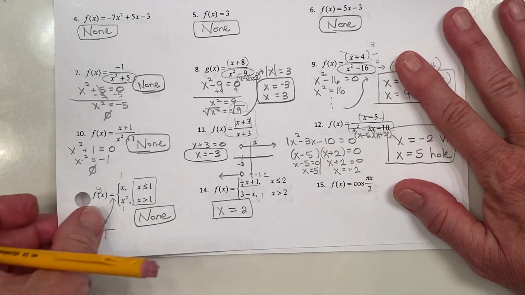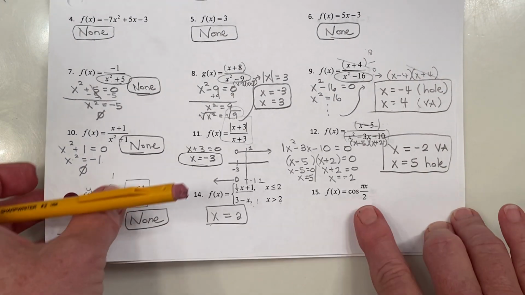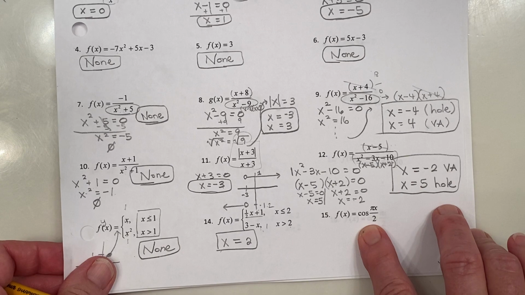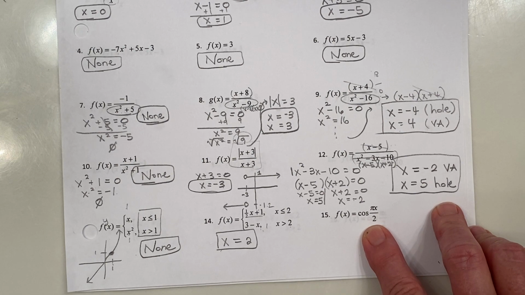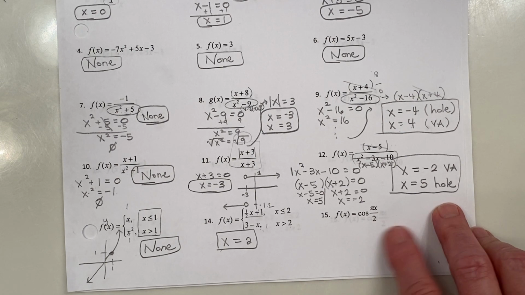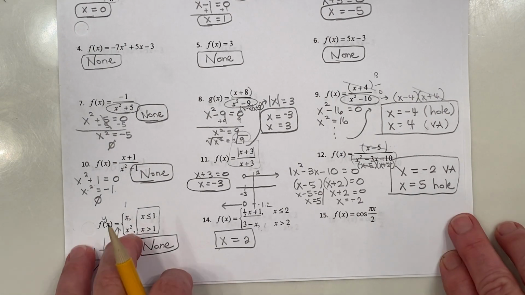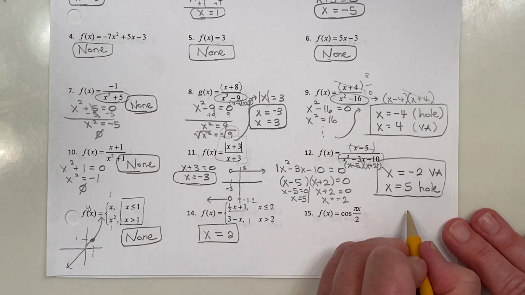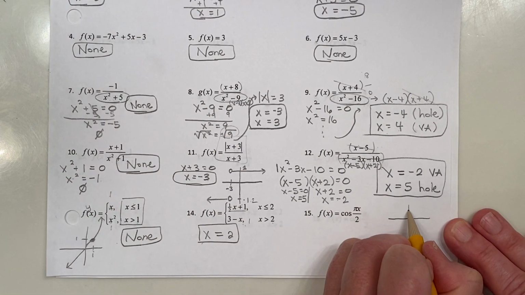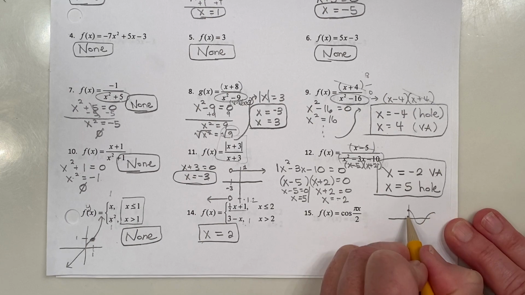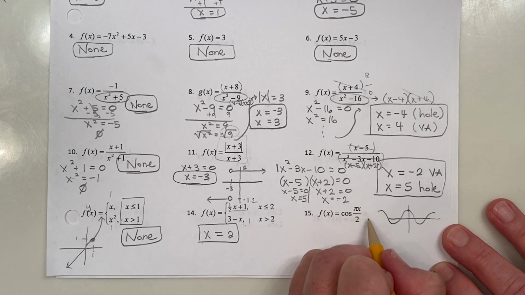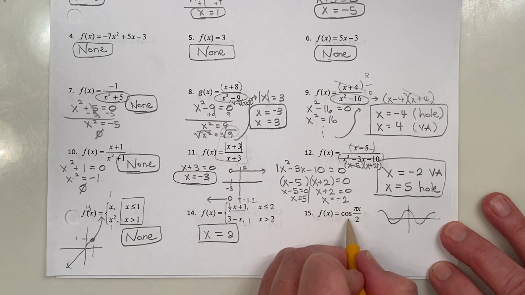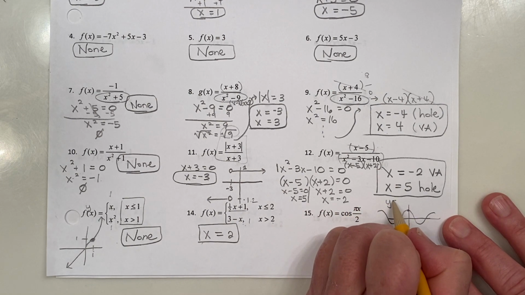All right, and last but not least, 15. Okay, 15 is not a polynomial function. It's not a rational function. It's not a piecewise function. It's a different function. It's a cosine function. Well, let's think back to our previous study with cosine. We do know that cosine starts up here at (0, 1), and its domain is all real numbers. And it just kind of repeats itself. Well, that would be cosine of x right here.